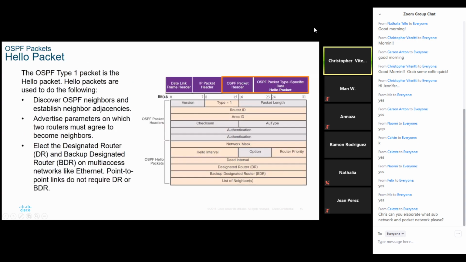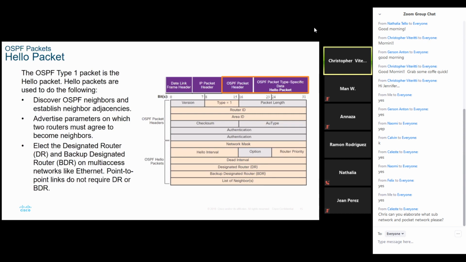It's not my picture. Anyway, the OSPF type 1 packet is the hello packet, used to perform the following tasks. Discover OSPF neighbors and establish neighbor adjacencies. Advertise parameters on which 2 routers must agree in order to become neighbors. If the hello and dead interval is not the same at opposite ends of the wire, those routers will never talk to each other, never, okay? Elect a designated router and a backup designated router on all multi-access networks like Ethernet. On point-to-point links there's only 2 endpoints, so there's no focal point for routing information necessary.